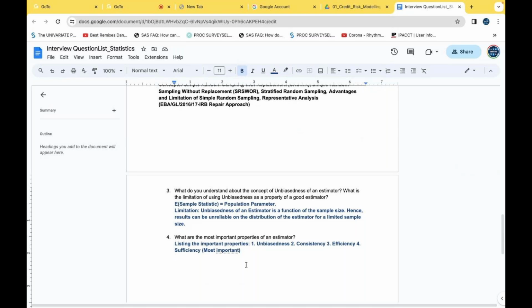However, if an estimate is unbiased, but the condition of efficiency is not satisfied, then you may not use that estimator. So while unbiasedness, consistency, efficiency, and sufficiency are the four important properties of an estimator, sufficiency is considered to be the most important property because it has been seen that if sufficiency of an estimator is satisfied, the other three are satisfied by default. However, it is not true otherwise. So think about the best linear unbiased estimator for a linear regression model.